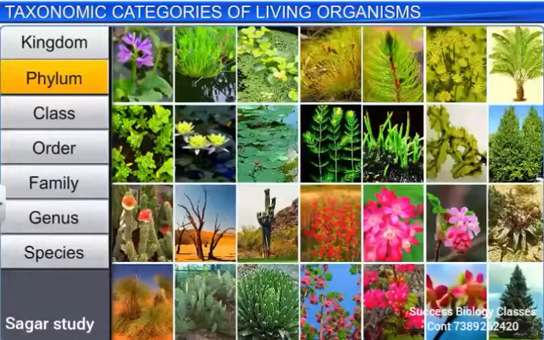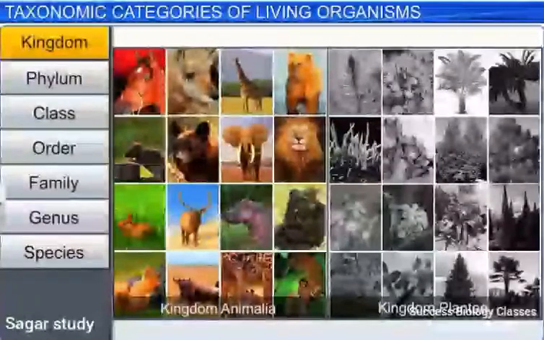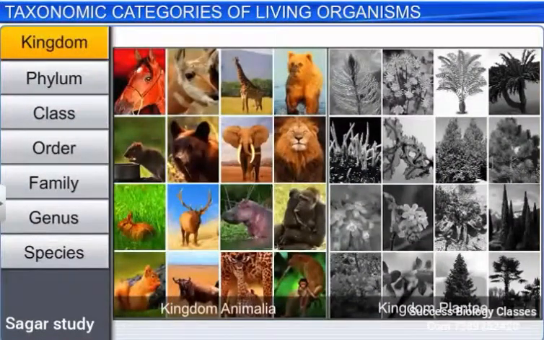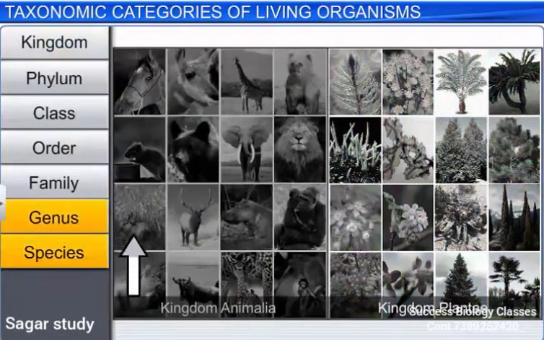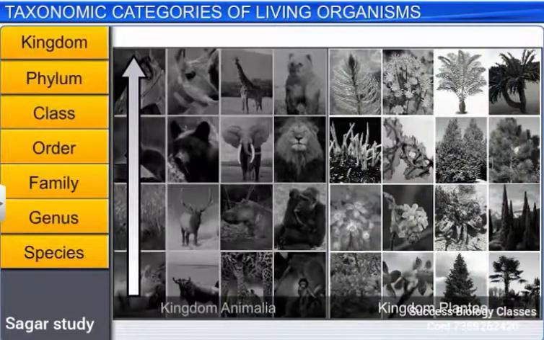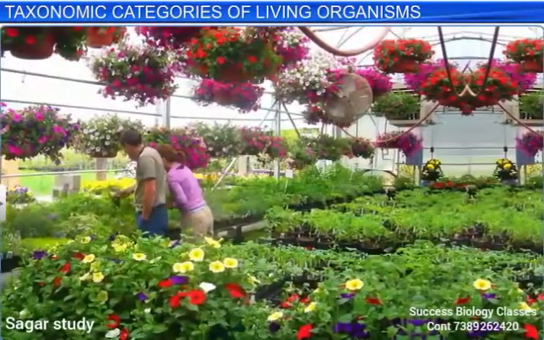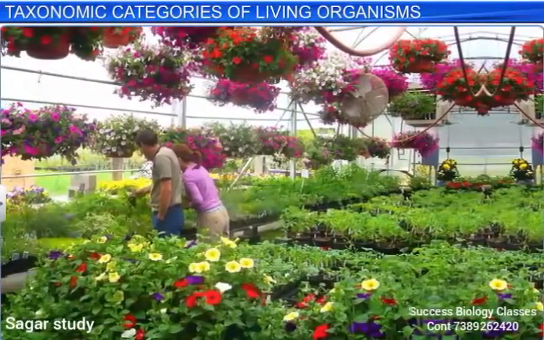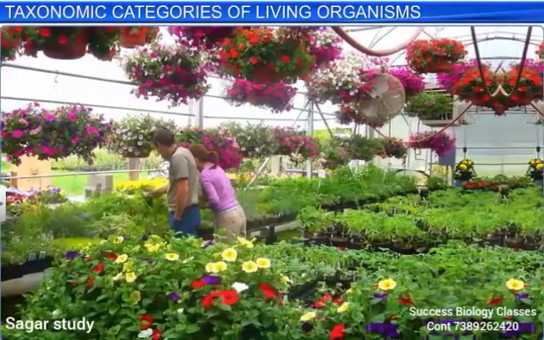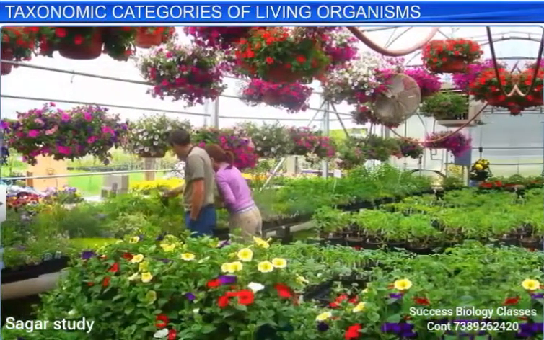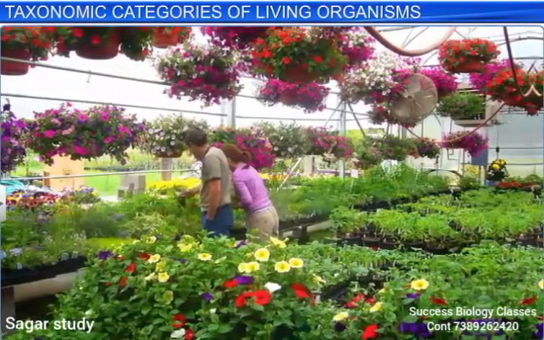The highest taxonomic category is kingdom. All animals are put under kingdom Animalia, and all plants fall under kingdom Plantae. So, as we go higher from species to kingdom, the number of common characters goes on decreasing. Thus, by observing the characteristic features of an individual organism, taxonomists have classified living organisms into different taxonomic categories.